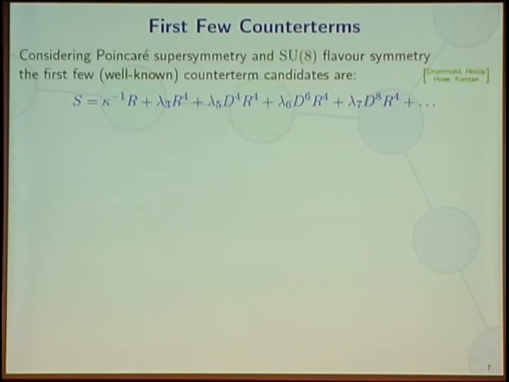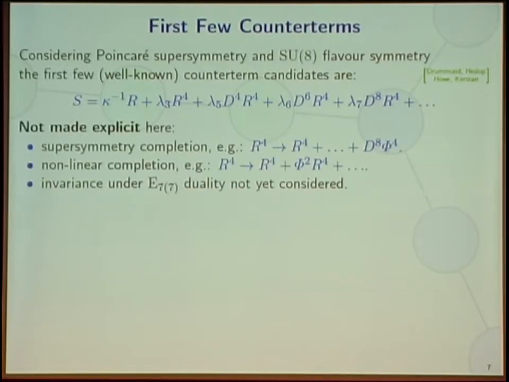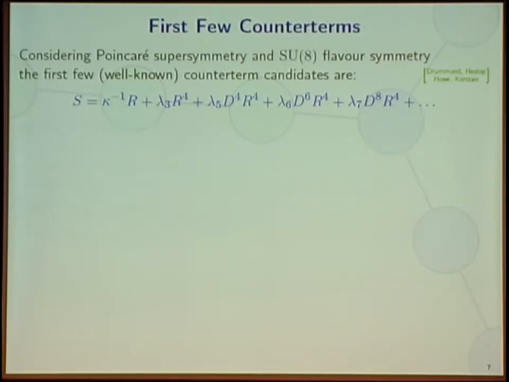Okay, so considering, first of all, just the Poincaré supersymmetry and the SU8 flavor symmetry, there are just a few counterterms that we can use. These have been known for quite a while, a few decades. Well, this is just the Einstein-Hilbert action, and then there's an R^4, D^4 R^4, D^6 R^4, and higher order counterterms. And they come all with different couplings. And actually, when I say counterterm, I don't mean that these will actually appear as counterterms to some UV divergence. I'm just calling them counterterms because they are singlet local operators and they might potentially be a counterterm.